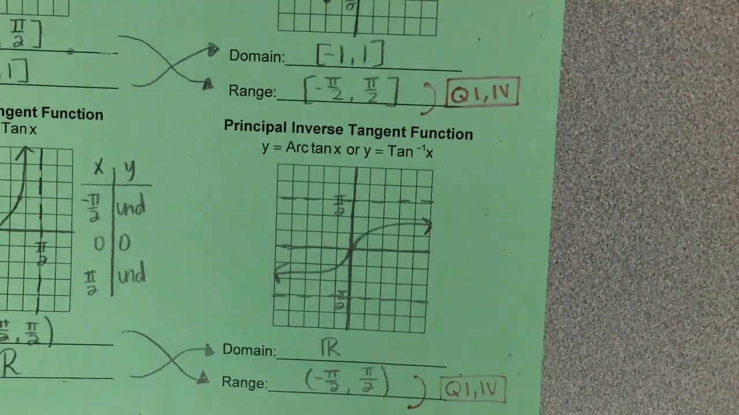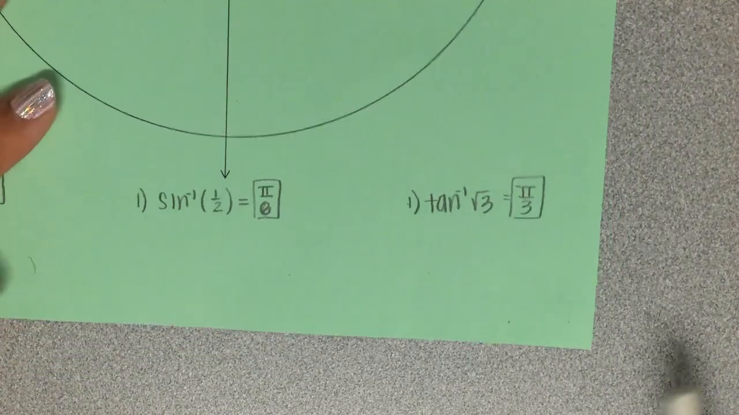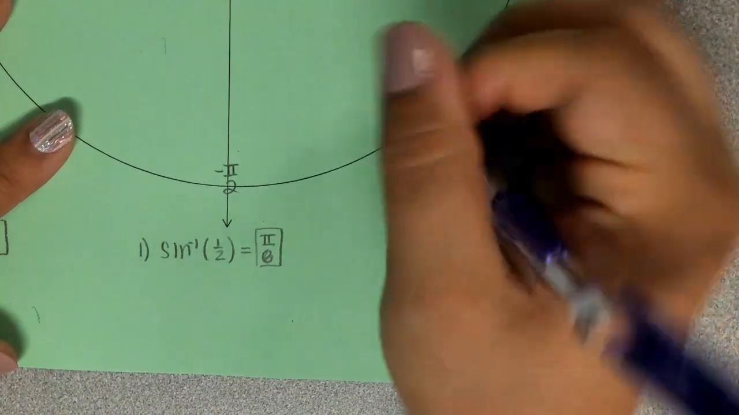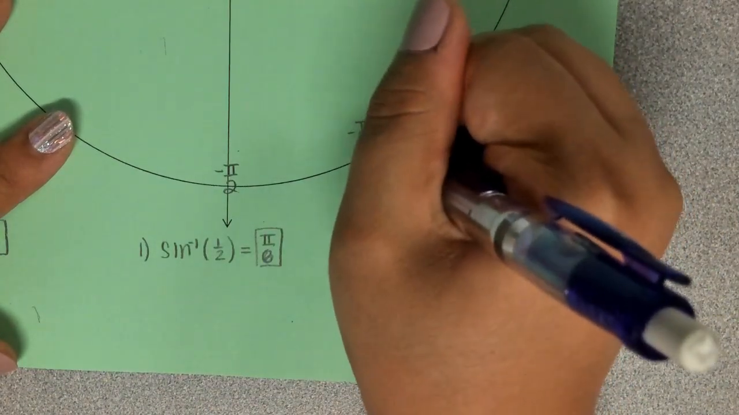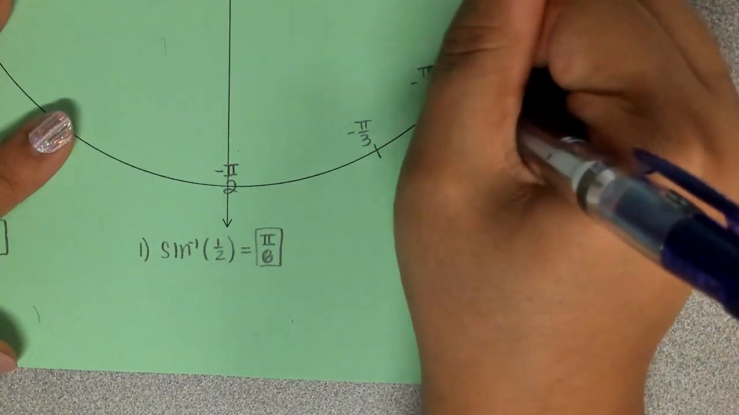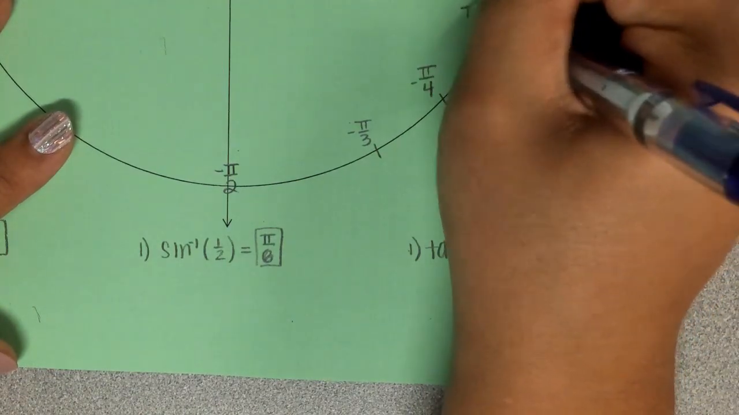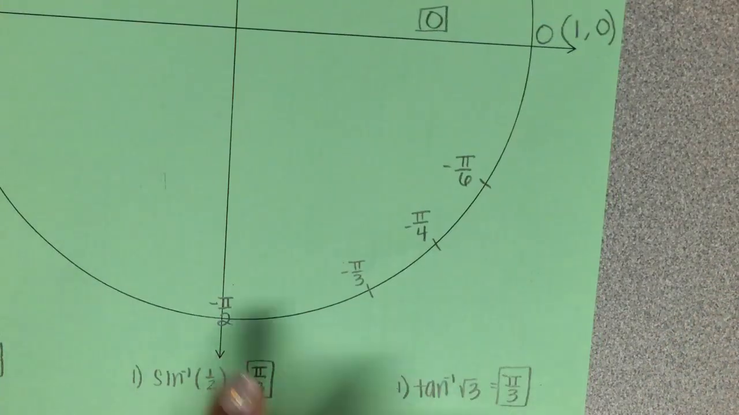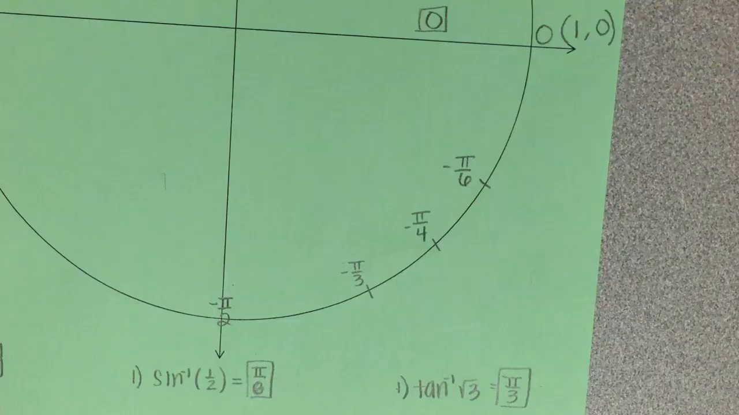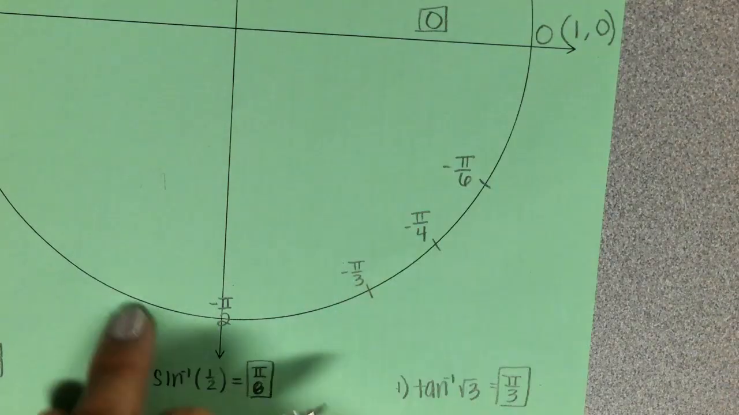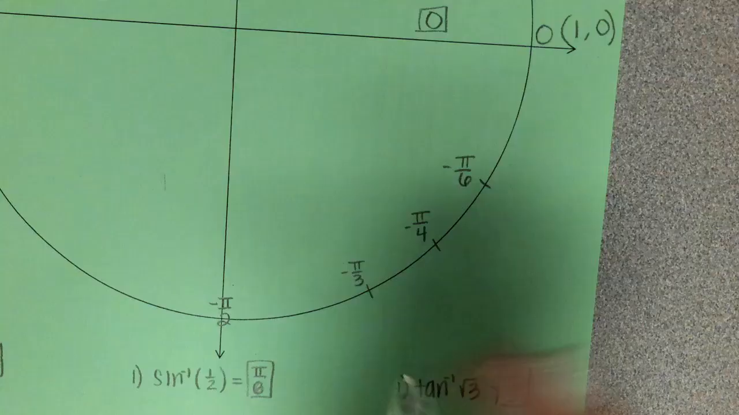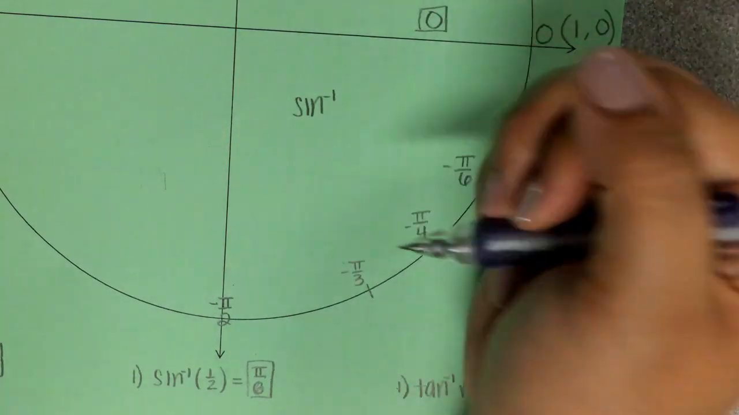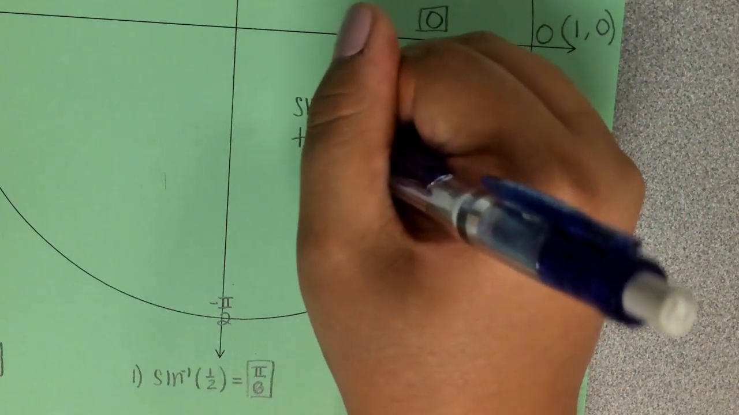On your unit circle, if you were to go negative pi over 2, do you agree that we end up right here? And then negative pi over 3, negative pi over 4, and negative pi over 6. Do y'all agree with that? Yep, write that down. So what's going to be in quadrant 4? Inverse sine, and which other one? Inverse tan.